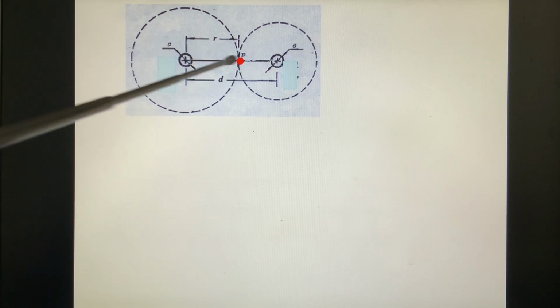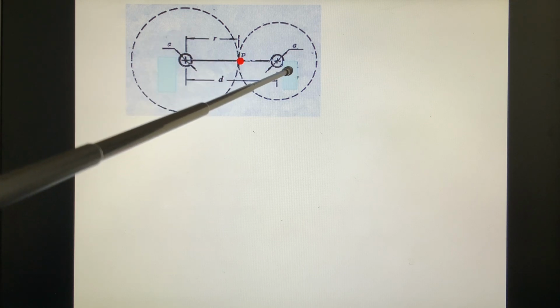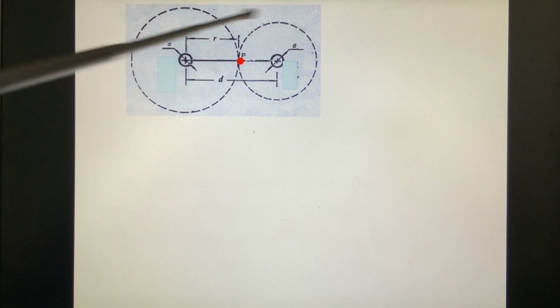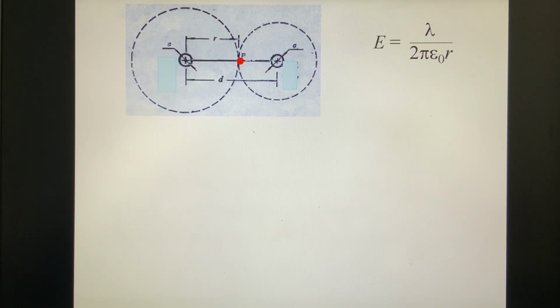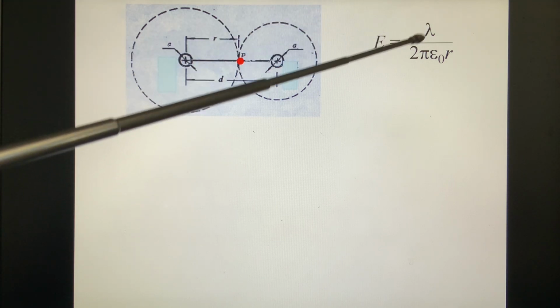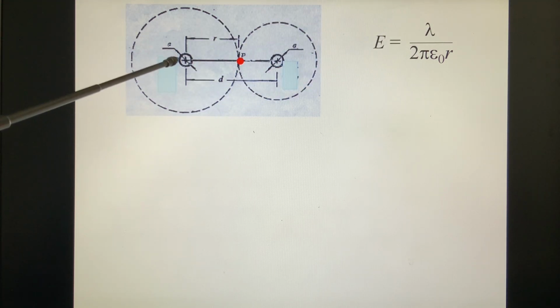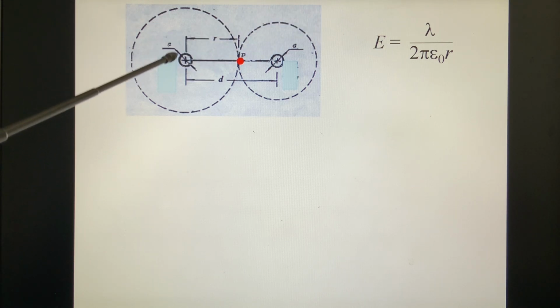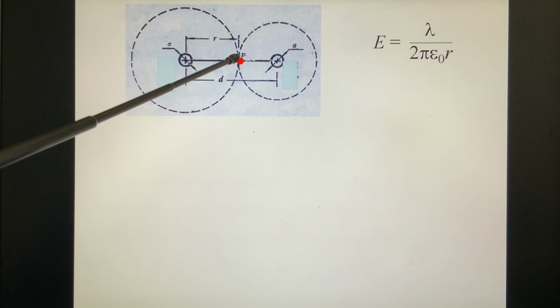Once we get the E from Gauss's law or something, we find the V. We know Q, we know V, and Q over V is C, right? Now, suppose this is a positive charge here and this a negative charge here. The E equals lambda over 2 pi epsilon R. Now, this is positive. Lambda is the charge density per unit length, and this is R distance.